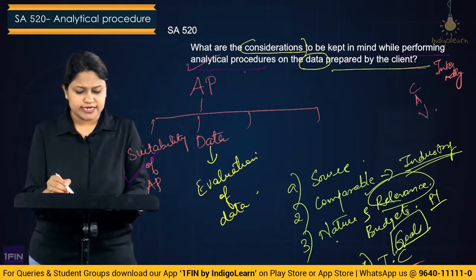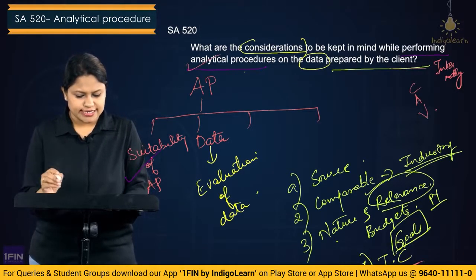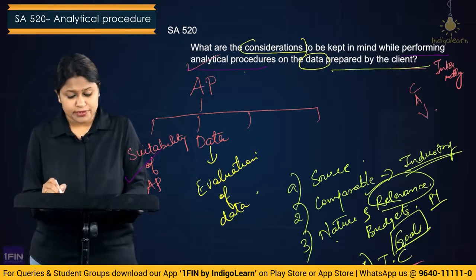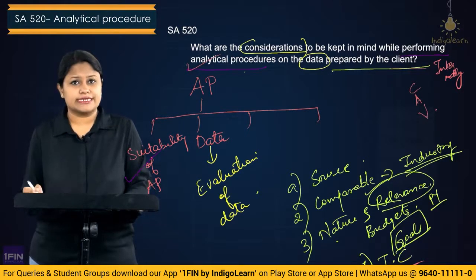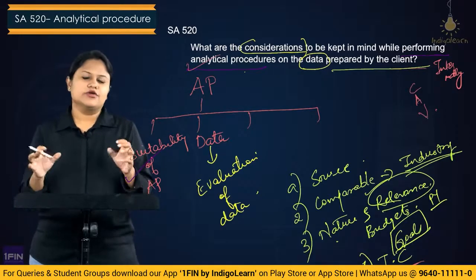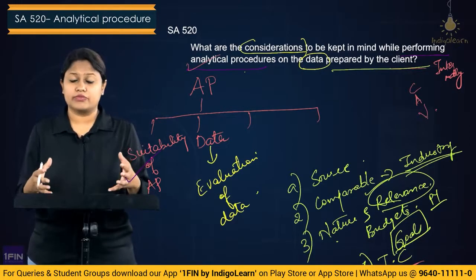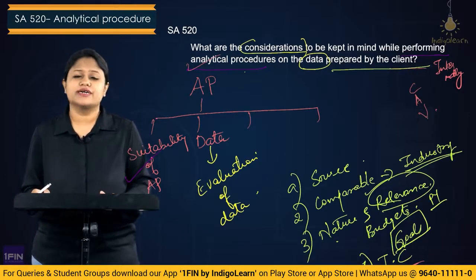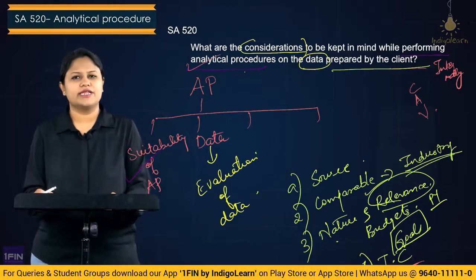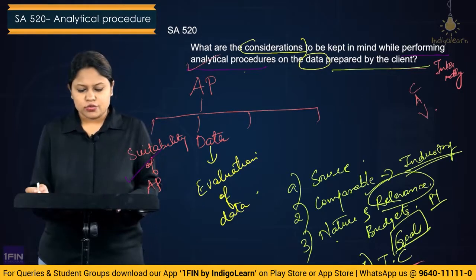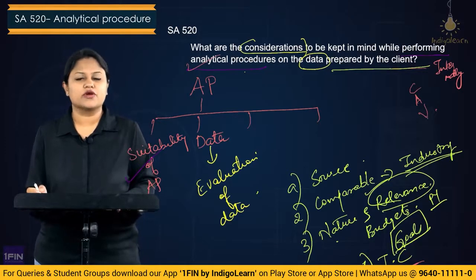What is that? Evaluation of data. Okay, that is you are going to evaluate the data now, where you are going to give due regard to the source, whether a comparable data is available, the nature and the relevance of that particular data, which is what kind of data is that and is it relevant for comparison. And when it is prepared by the client, obviously the internal controls will play a very strong role here. So you have to check whether proper internal controls are there in place with the client. If all the conditions are present and we believe that the data is reliable enough, then we will be using the data for the purpose of performing our analytical procedures. So this is all about what are the considerations, that is the elements that you are going to focus upon.